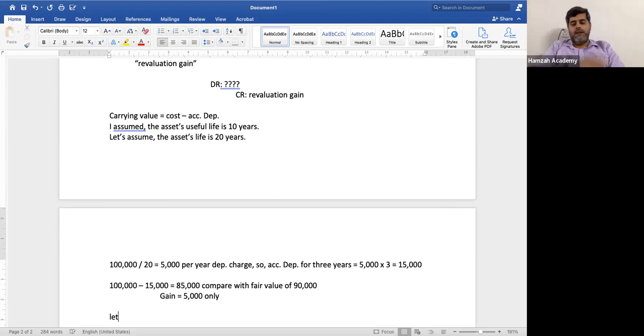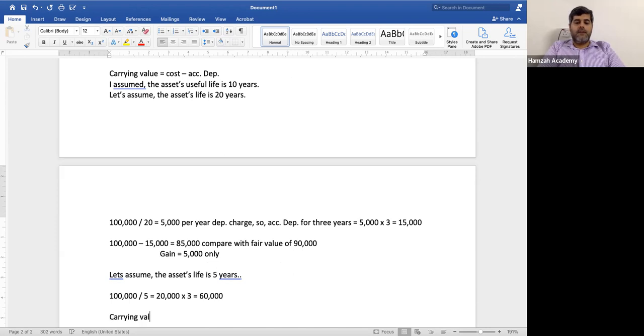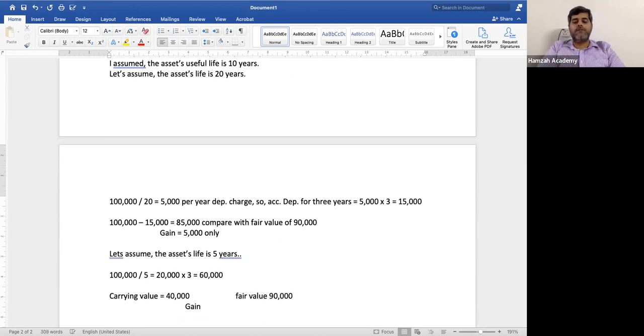Now, let's assume the asset's life is 5 years. 100,000 by 5 is 20,000 depreciation charge, times 3 years is 60,000. Carrying value is 40,000. Fair value is 90,000. The revaluation gain over here is 50,000.